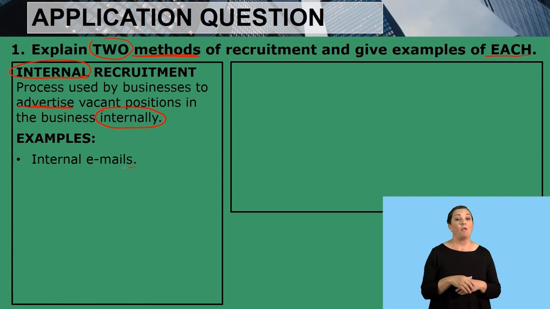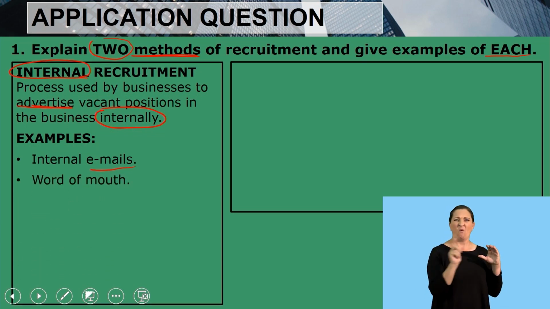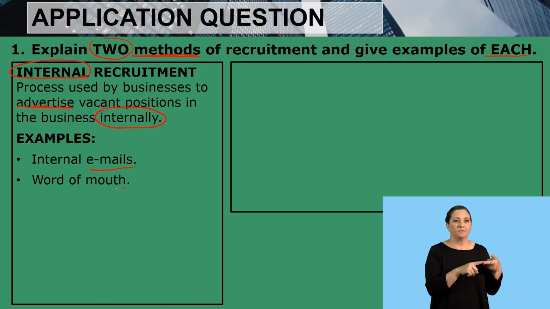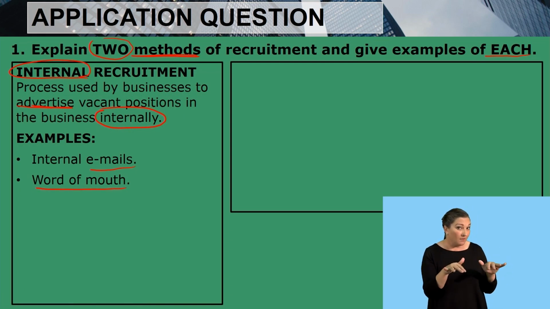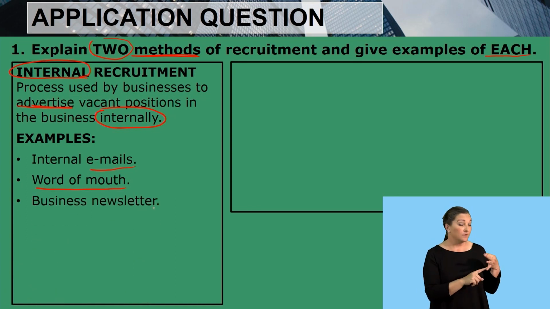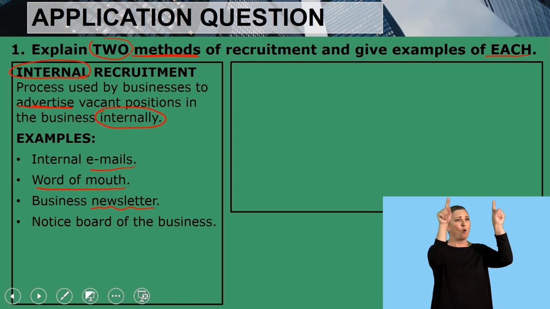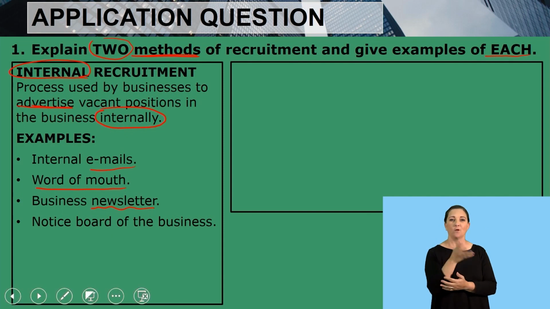We can either use emails, so the human resource manager can simply send emails to the employees, or they can use the word of mouth approach where they simply tell their employees that there is a vacant position. They can also use newsletters, which differ from business to business, where some issue out newsletters on a weekly basis or on a monthly basis. We can also use notice boards of the business where we can just put the information and employees will be able to read that there is a vacant position available.